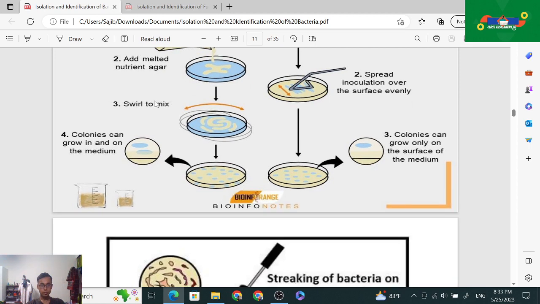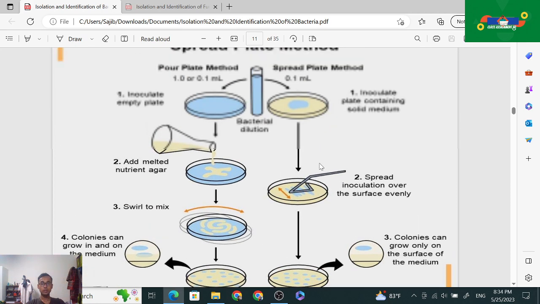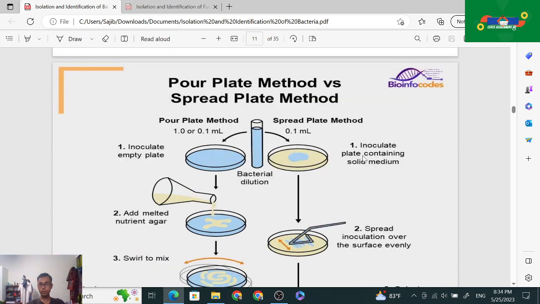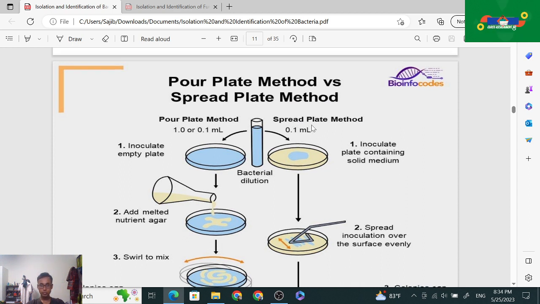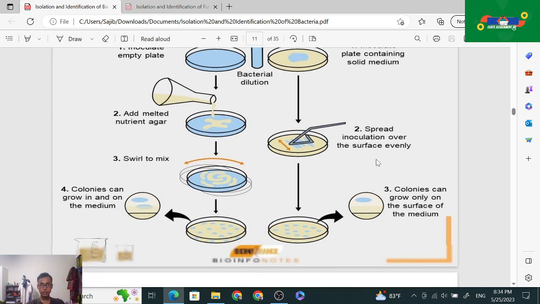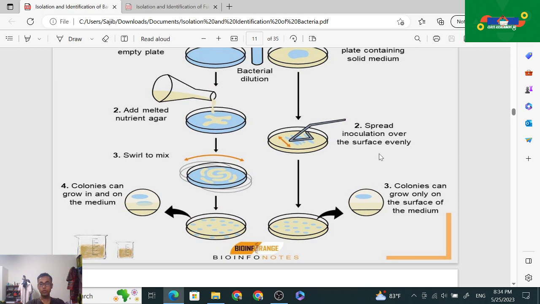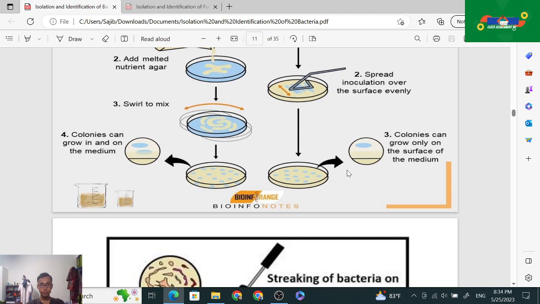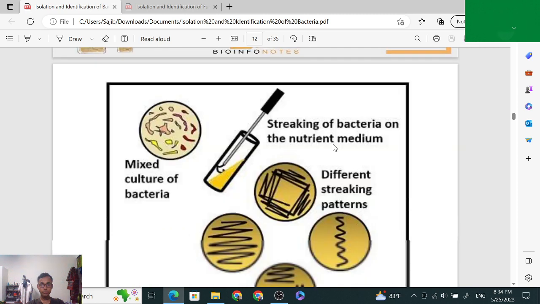Then swirl this mix, and the colonies grow in or onto the medium. Next is inoculation of a plate containing solid medium. Spread the inoculum over the surface evenly, and colonies can grow only on the surface of the medium. And streaking of the bacteria on the nutrient medium.